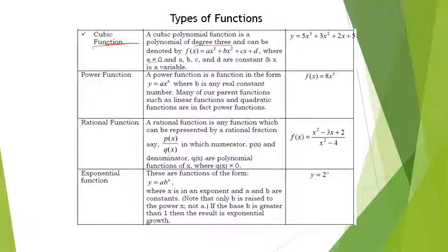Bakit nga ba siya tinawag na degree of 3? Titingnan naman natin dito ang highest degree ng x. Titingnan natin, ang pinaka-highest degree ng x ay 3. Kaya tinawag siya na polynomial function of degree 3, which is the cubic function. Example dito, y equals 5x cubed plus 3x squared plus 2x plus 5. Ang highest degree ng independent variable na x ay 3. Kaya tinawag siyang polynomial function of degree 3, which is the cubic function.